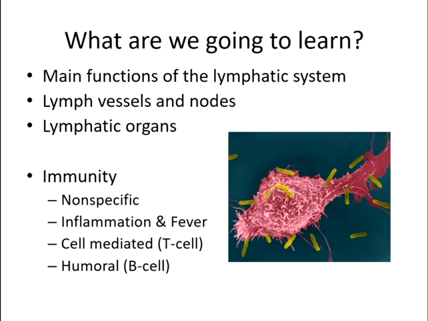And when we get to the adaptive immunity, that's when we talk about the humoral parts of the immune system, which is known as the third line of defense.